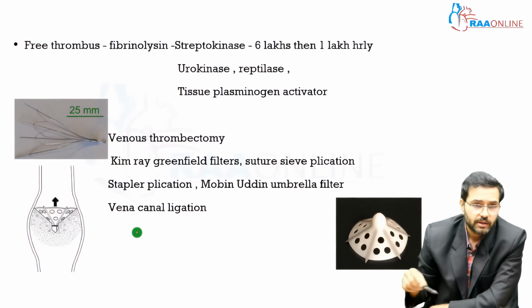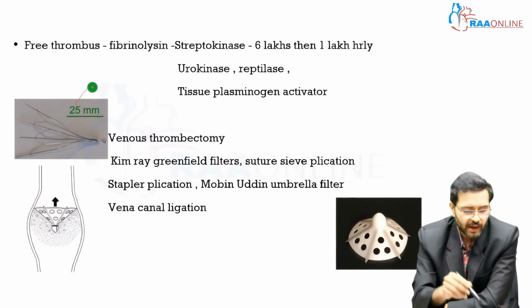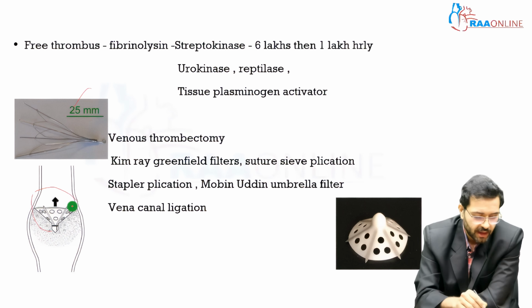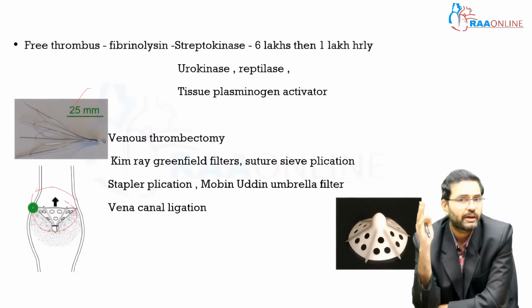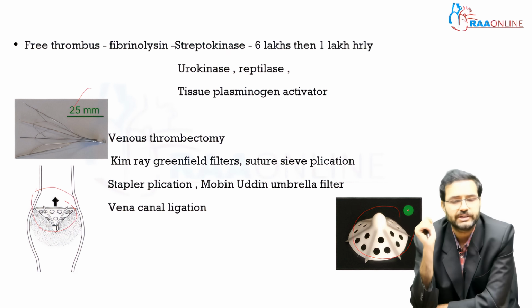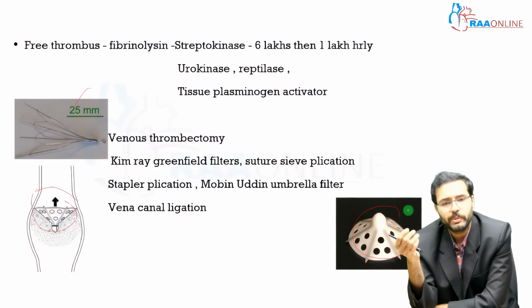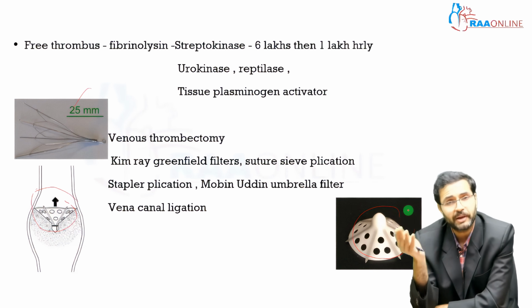So this here is a Kim-Ray Greenfield filter. This is placed within the IVC, and this helps in preventing the thrombus or the emboli from reaching the pulmonary circulation and ending up in a pulmonary thromboembolism. This here is a Mobin-Uddin umbrella filter. Other options would be to use stapler plication or a suture sieve plication.